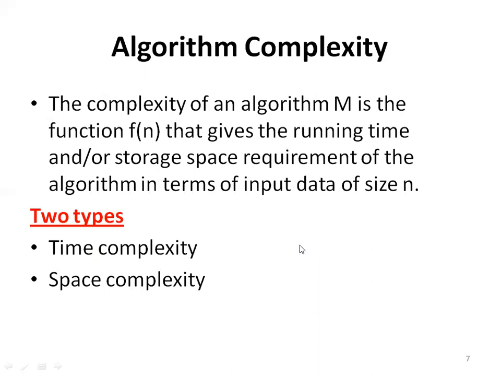Time complexity is the time required to complete the execution of the algorithm, and space complexity is the storage space required to complete the execution of the algorithm. So we can represent the time required to complete the execution of the algorithm and the space requirement of the algorithm to complete its execution by a function. That function is f(n), where n is the input data size. So this is algorithm complexity. It is basically a function f(n) to represent required time, that is running time of the algorithm, and the storage space requirement.